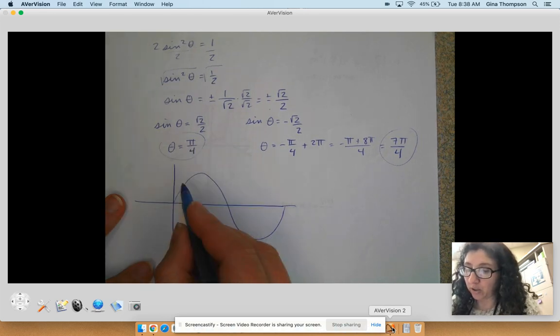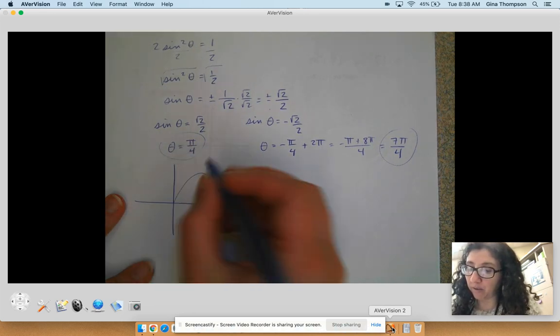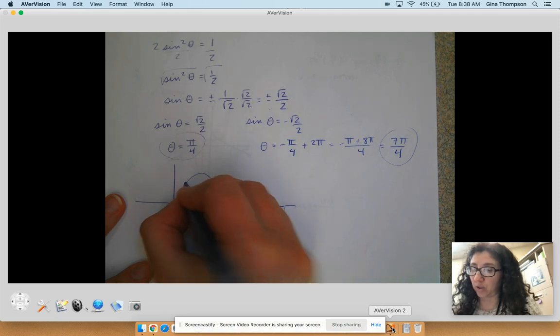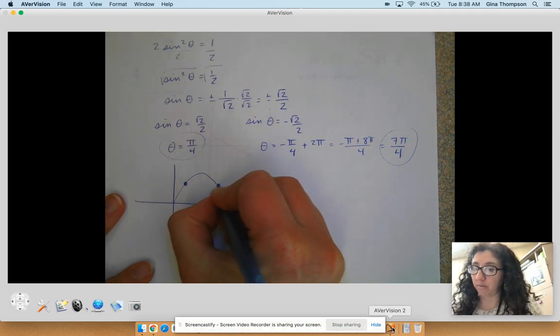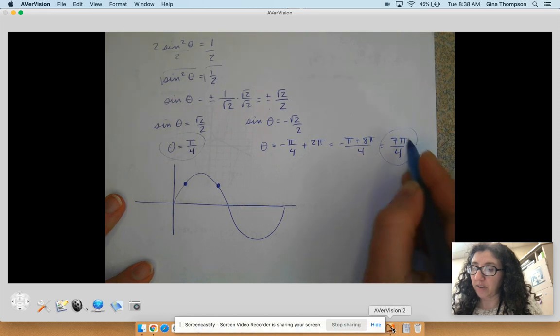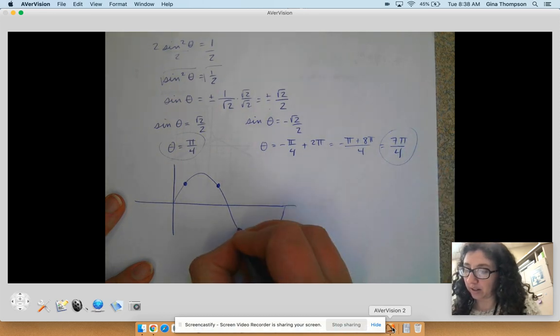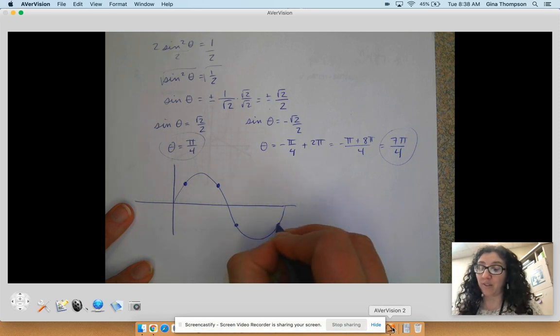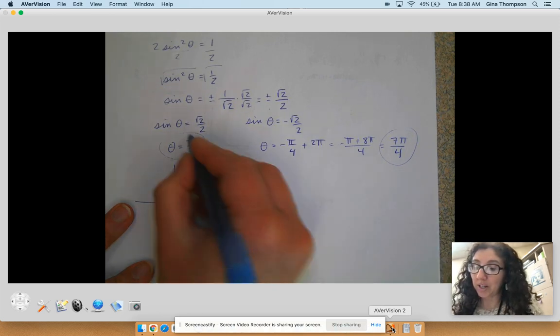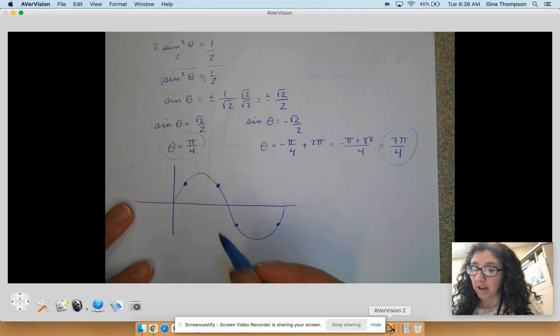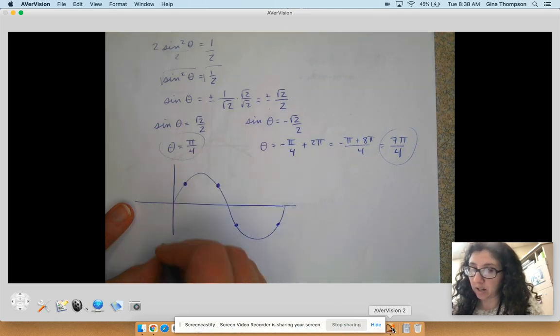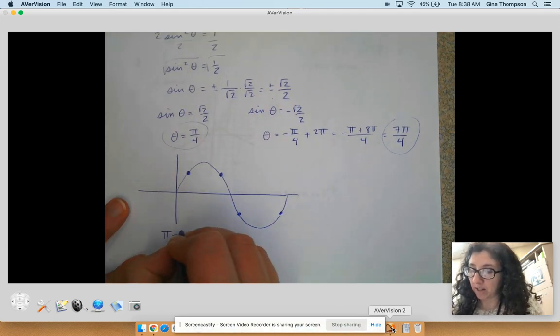But for each of these, so if theta equals pi fourths, that's going to give us this answer. But now we need to also find this one, right? And this 7 pi fourths is going to give us, for negative square root of 2 over 2, this answer, but now we also need to find that one, okay? So in addition to this one, pi fourths, now we're also going to have to find pi minus pi fourths, which will be 3 pi fourths.